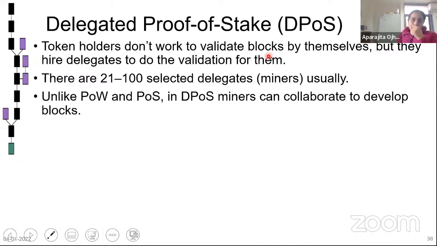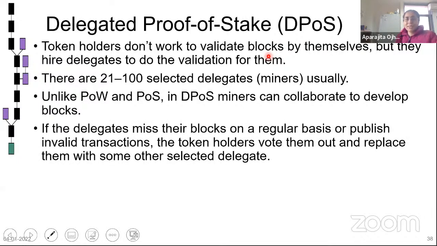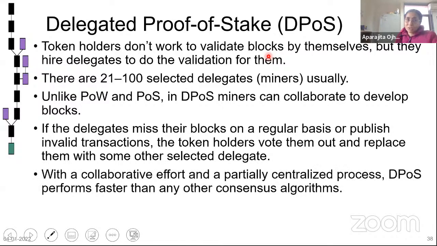Unlike proof of work and proof of stake, in delegated proof of stake, miners can collaborate, remember, to develop blocks. In spite of this, there is no single incident where they collaborated for a malicious intention. If the delegates miss their blocks on a regular basis or publish invalid transactions, the token holders vote them out and replace them with some other selected delegate. Suppose I give you some work, and by the end of the day you do not come out with that work, I will replace you with another worker, right?